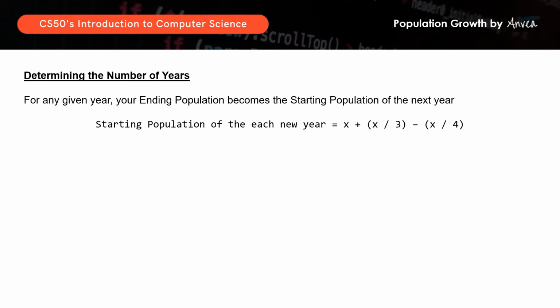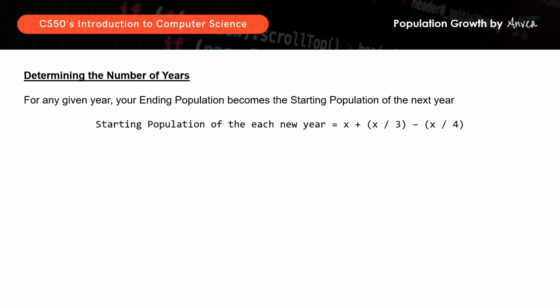So what does this mean? In year 2, the starting population of your llamas would be 1,300. So on and so forth. So the starting population of each year will be taken to be x plus x divided by 3, which is the number of llamas born every year, minus x divided by 4, which is the number of llamas that die every year. Okay, so we're going to write down what we want the system to do in equations first before we move it into code.